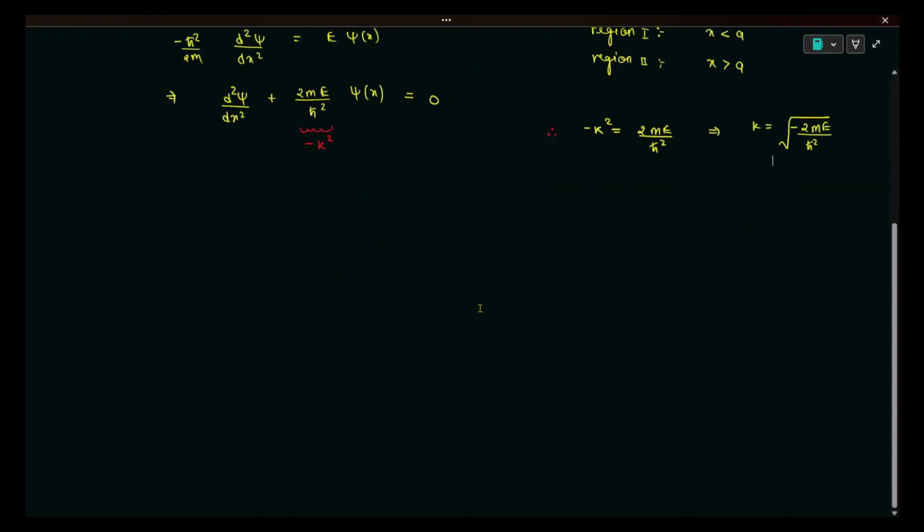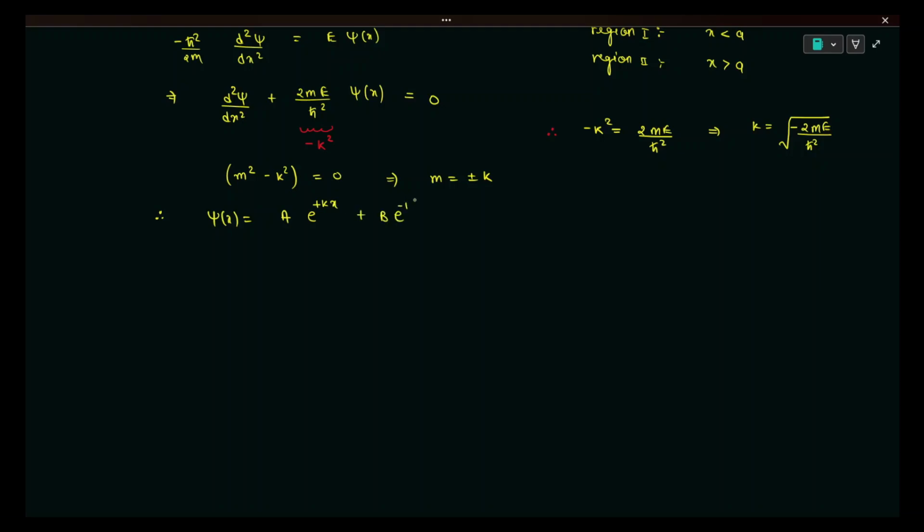Therefore the solution of this particular equation will be given by m square minus k square equal to 0. So the roots of this equation will be m equal to plus minus k, and the solution for this second order differential equation will be psi of x equal to A e raised to power plus kx plus B e raised to power minus kx. So this will be our solution.